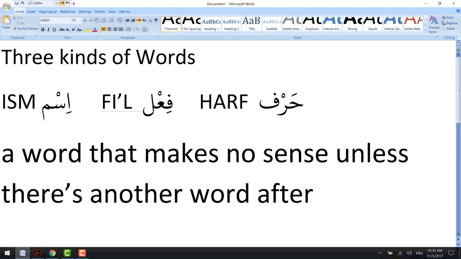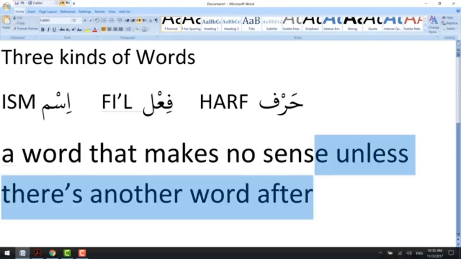If I said by, not this kind of by, like by, by. Or in, guy gets in a cab and the cab driver goes, where do you want to go? He says, to. To where? To. Not going to make sense. To what? To the hotel. To the university. To something. To by itself can't make sense. So there are some words that when you say them, they leave the rest to the imagination. You can't figure out what they mean. Those are called harf. So we've got the ism and the fi'l and the harf.